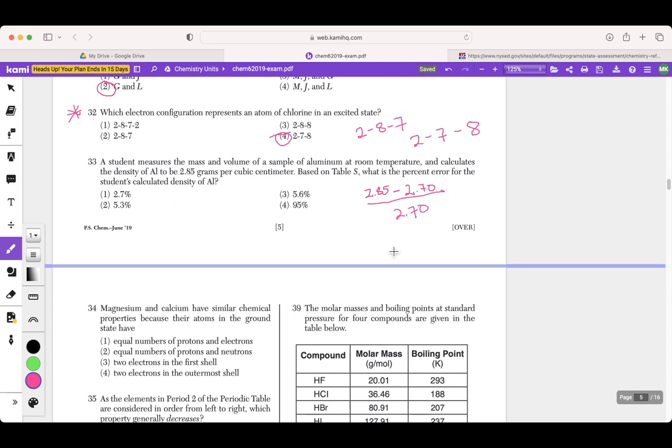And now all I have to do is use a calculator to make my calculation. So 2.85 minus 2.7, I'm going to get 0.15 over 2.7, which gives us 0.055 repeating. In order to convert this to a percentage, again, we're multiplying by 100, move the decimal point over, and we get roughly 5.6% because we can round up.